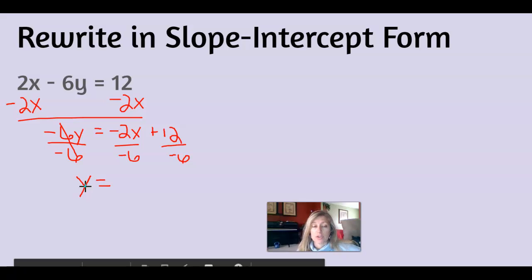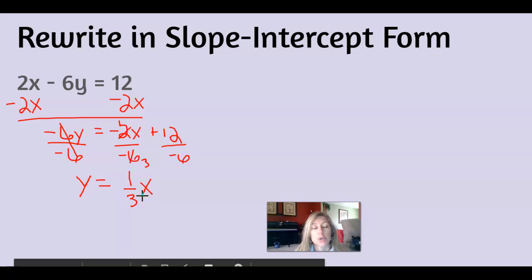But let's note this first. The numerator is negative. The denominator is negative. A negative divided by a negative is a positive. Okay. So 2 and 6 both have the same factor of 2. I'm going to divide them both by 2. 2 divided by 2 is 1. 6 divided by 2 is 3, and that's my slope. My slope is 1/3.